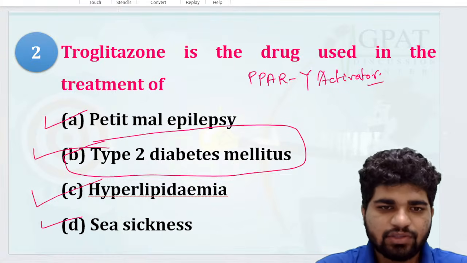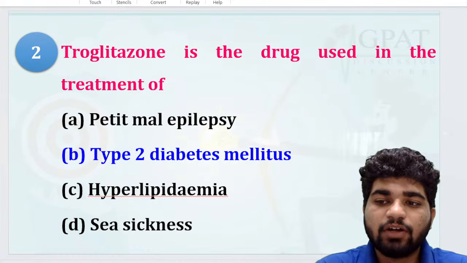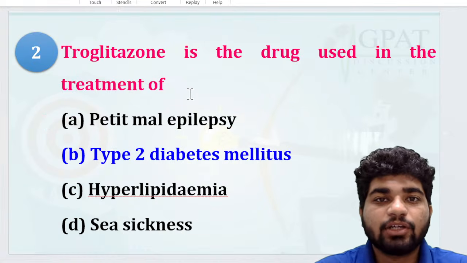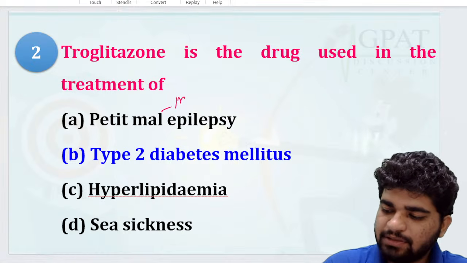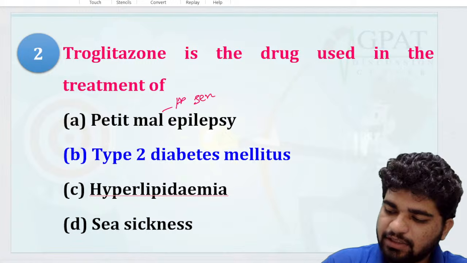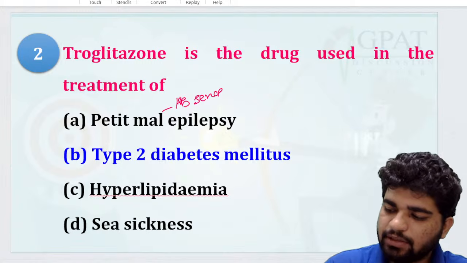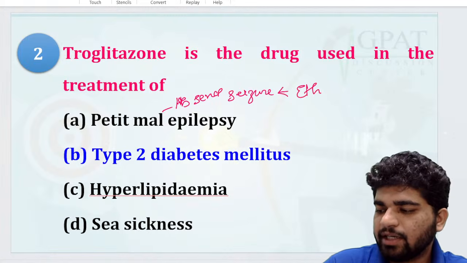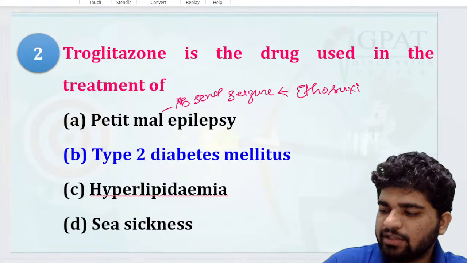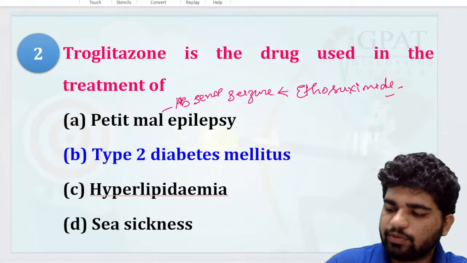Petit mal epilepsy, if I talk about it, is nothing but your absence seizure. Where absence seizure, which drug is useful? Ethosuximide. Ethosuximide is useful for that.